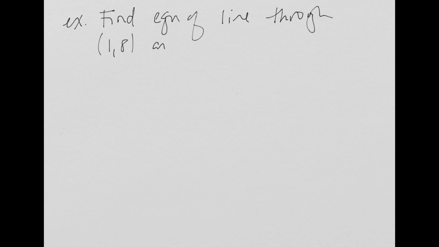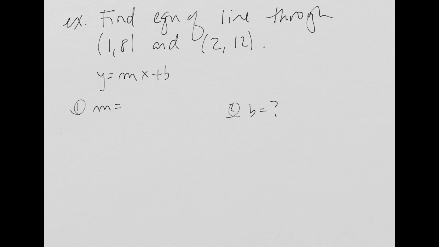Let's do one more. Let's find the equation of the line through (1, 8) and (2, 12). Again, anytime we see find the equation of a line, our answer is going to be of the form y equals mx plus b. The first thing, find m. Second thing, find b. So let's first work on m. Is the slope given to us? It's not given to us, but we can find it using y2 minus y1 over x2 minus x1. So I get 4 over 1, which is 4. So at this point, the equation of my line is y equals 4x plus b.